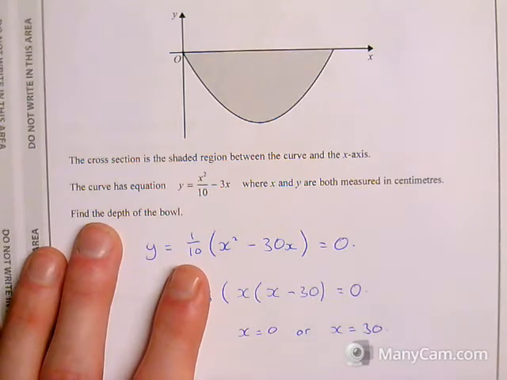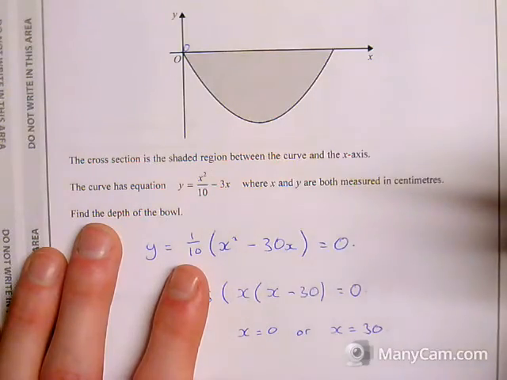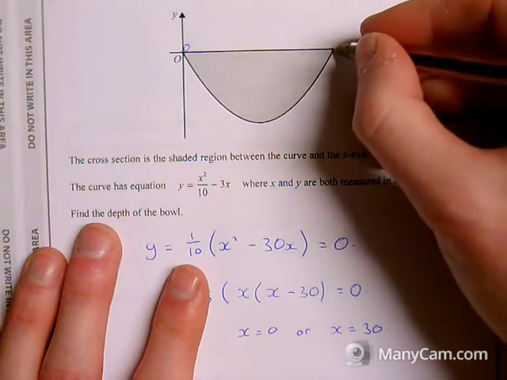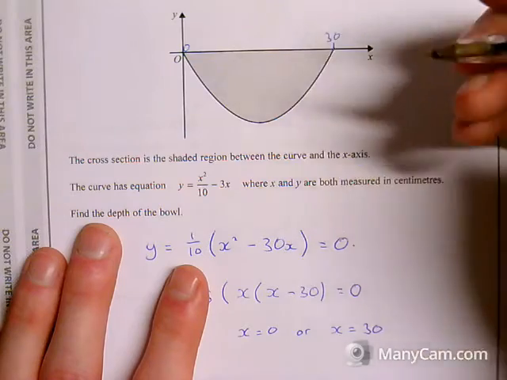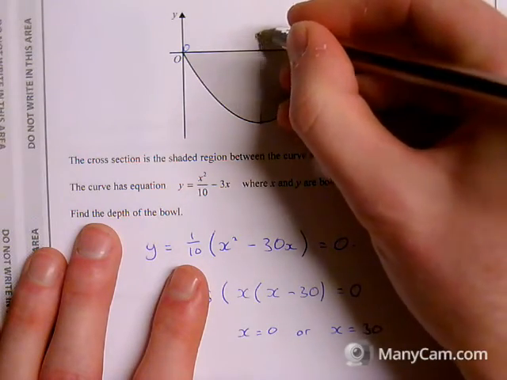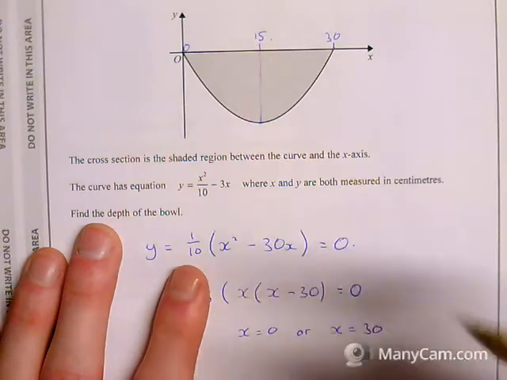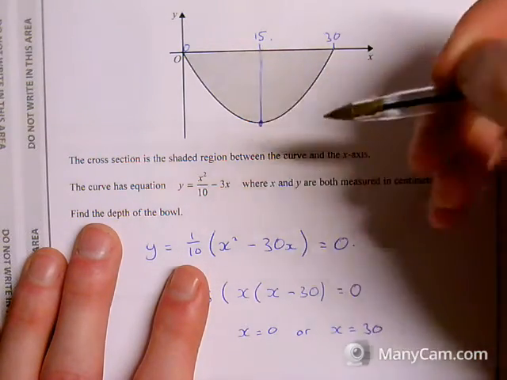So once you've found that out, we now know that this part is 0, which we're kind of told already, and then the part where it crosses this axis here is 30. And then to find out the midway point here, that ends up being 15. So now I've got my x-coordinate of the minimum point there.